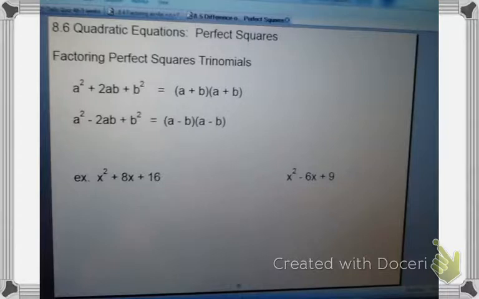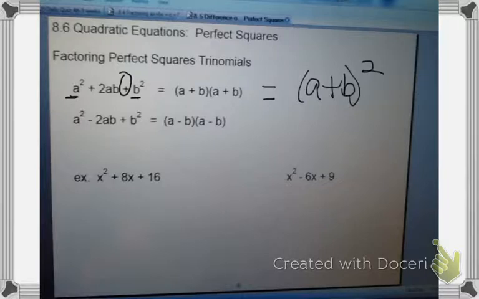Section 8.6 is quadratic equations with perfect squares. Now we could have a perfect square trinomial. If your first term is a perfect square and your last term is a perfect square and the last sign is positive, then it could be a perfect square trinomial that factors into two identical binomials. A plus b times a plus b, or you could say a plus b quantity squared. But these you have to check because they might trick you and not get you the middle term.